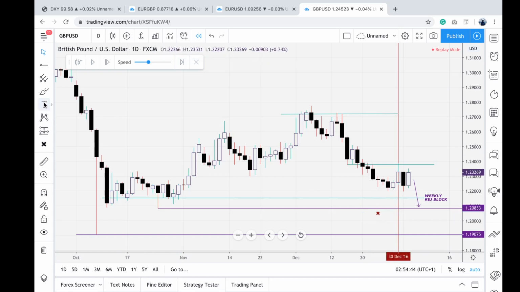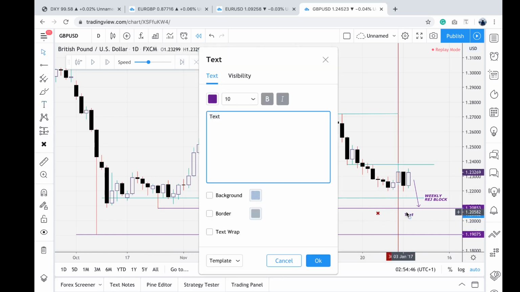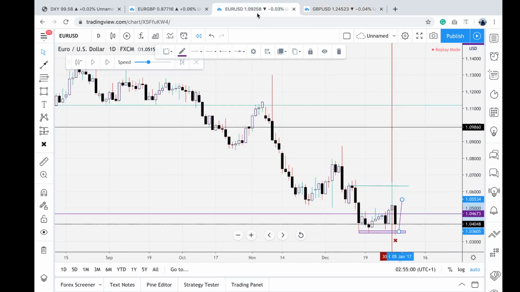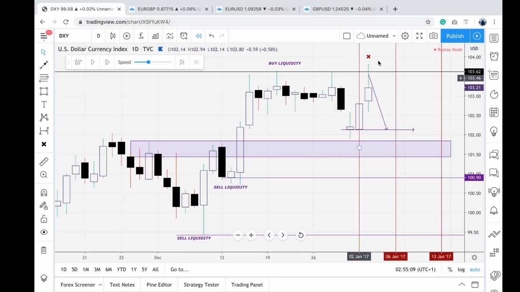So let's type this out: sell side liquidity. There's still a lot of sell side liquidity in the marketplace, which British pound hasn't activated yet. And Euro just went and tapped this level, and there's nothing to reference in terms of sell side targets. Okay, and DXY just tapped this level.